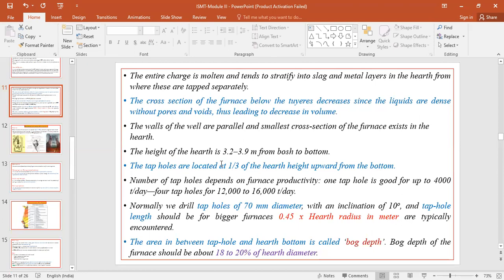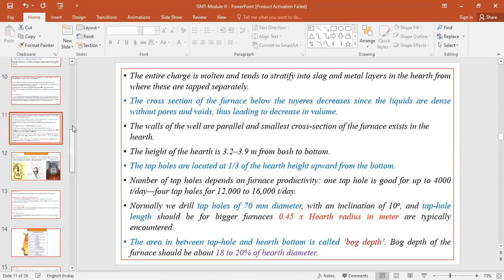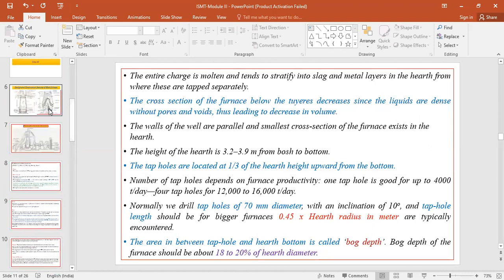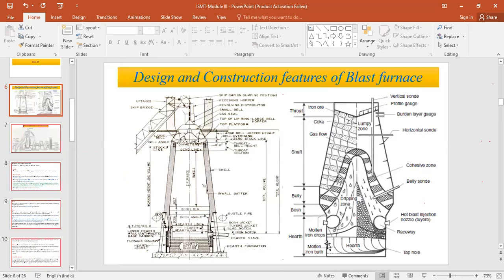So, if you see the cross section of the dimensions of the furnace at the bottommost part, that is the third part, it is decreased since the liquids are dense without pores and voids, so the burden will decrease in volume. That's why finally the cross section area of the hearth part is getting reduced. That you can see here.